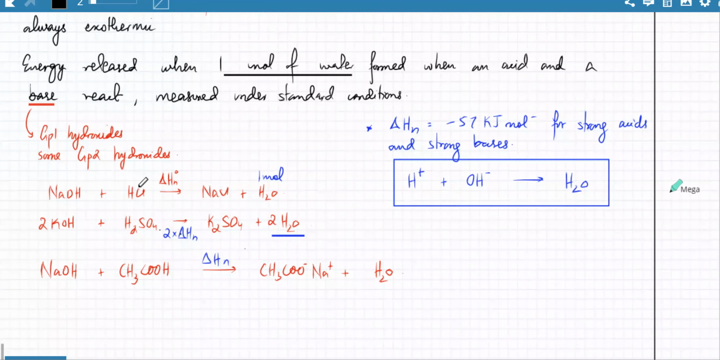So the acid produces H+ ions. Whether the H+ ions come from HCl or H2SO4 or ethanoic acid doesn't really matter. What does the base do? The base produces these OH- ions. Whether the OH- ions come from NaOH or KOH doesn't really matter. So at the end of the day, this produces OH- ions, this produces H+ ions. The H+ and the OH- ions get together to produce 1 mole of water. So it's always the same reaction, which is why the value of energy change is always exactly the same.